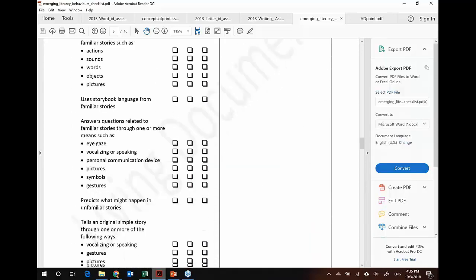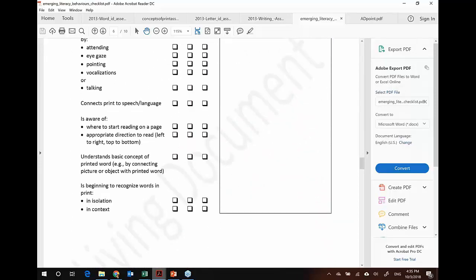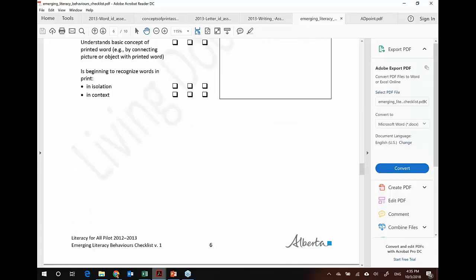It kind of takes all of those things we were talking about and helps you capture it in one place. This would be a great tool to have with you at a parent-teacher conference to talk to families about how their child is progressing in their emergent literacy skills. This could really inform your IEP writing and, of course, inform your instruction.